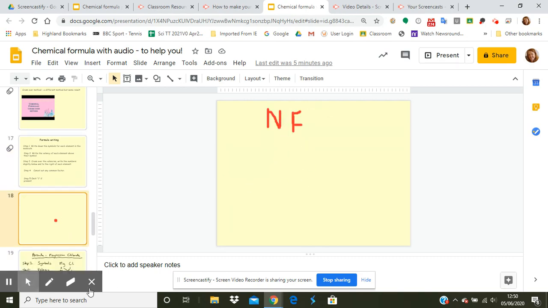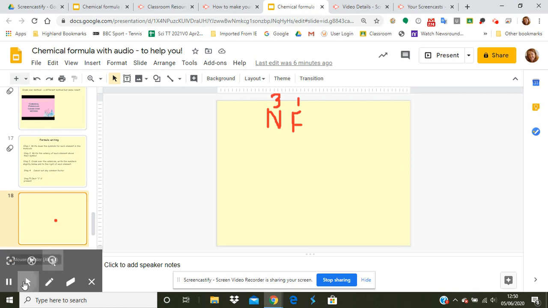And we'll write them above. Now I don't have a lot of room there, but we'll try that. So nitrogen, group 5, has 3 unpaired electrons, so it has a valence of 3. Fluorine is in group 7, so it has 1 unpaired electron, so it has a valence of 1.